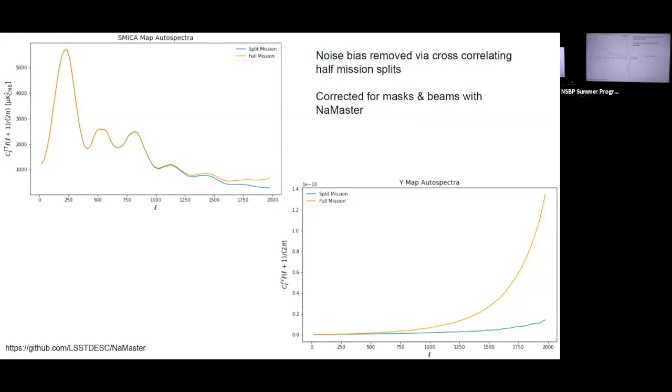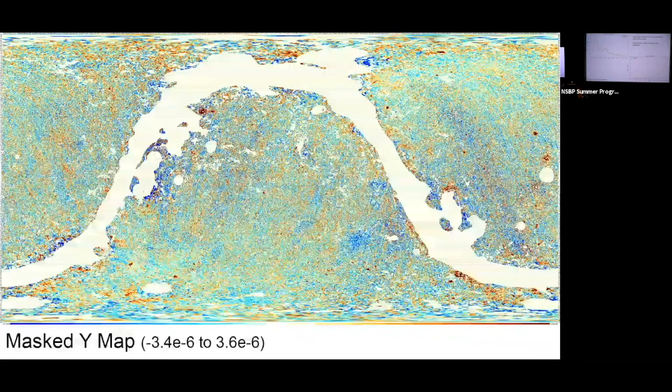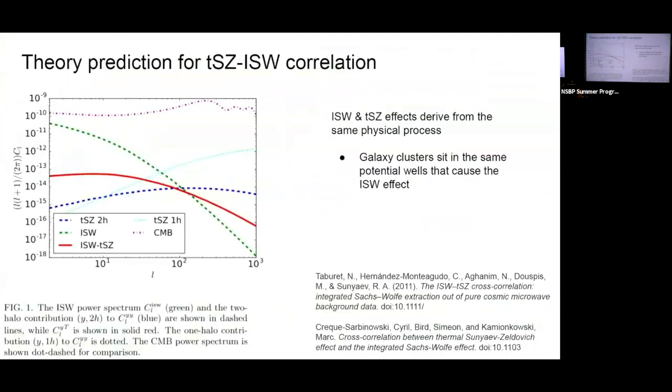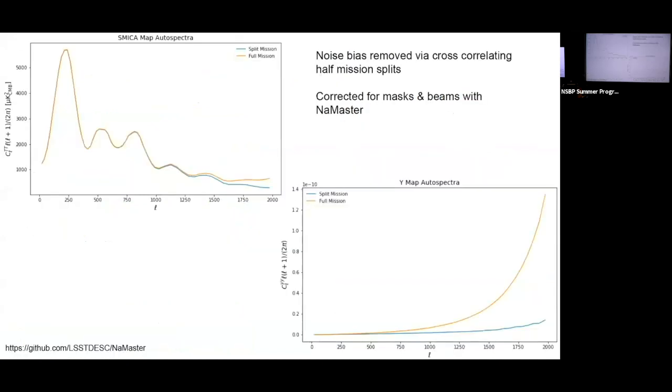This was also corrected for the fact that we're blocking out so much of the galaxy and the point sources with this package, the master. And we also corrected for the fact that the instrument beam has an effect. Looking at the ultimate goal of this project, finding the cross-correlation between the TSC and the ISW effects, we want to cross-correlate these two maps together, the SMICA and the Y map.